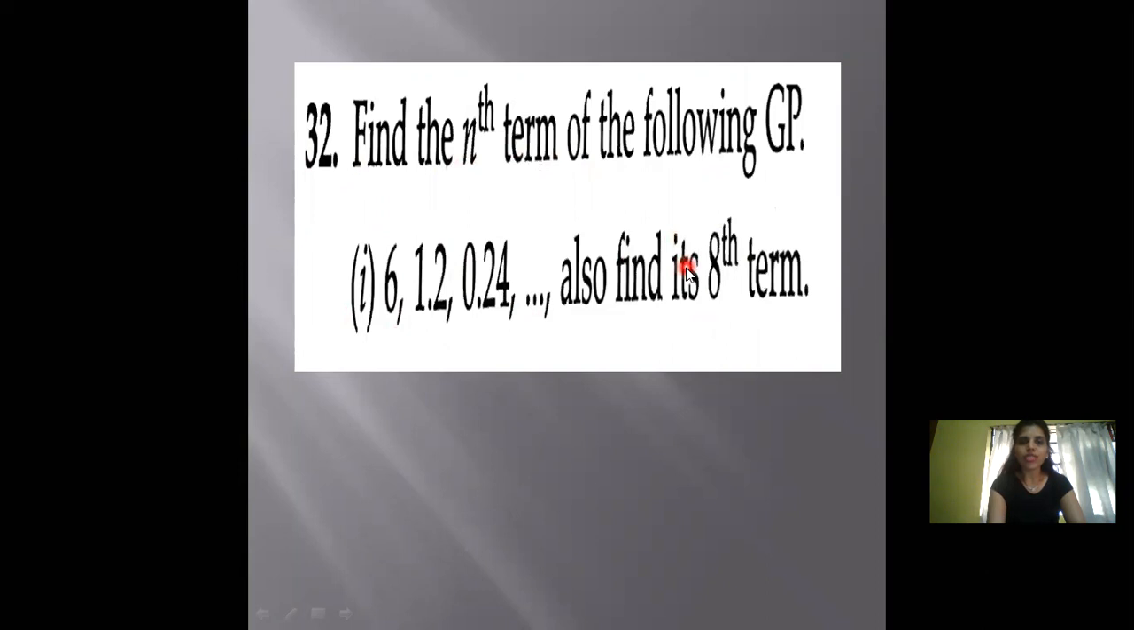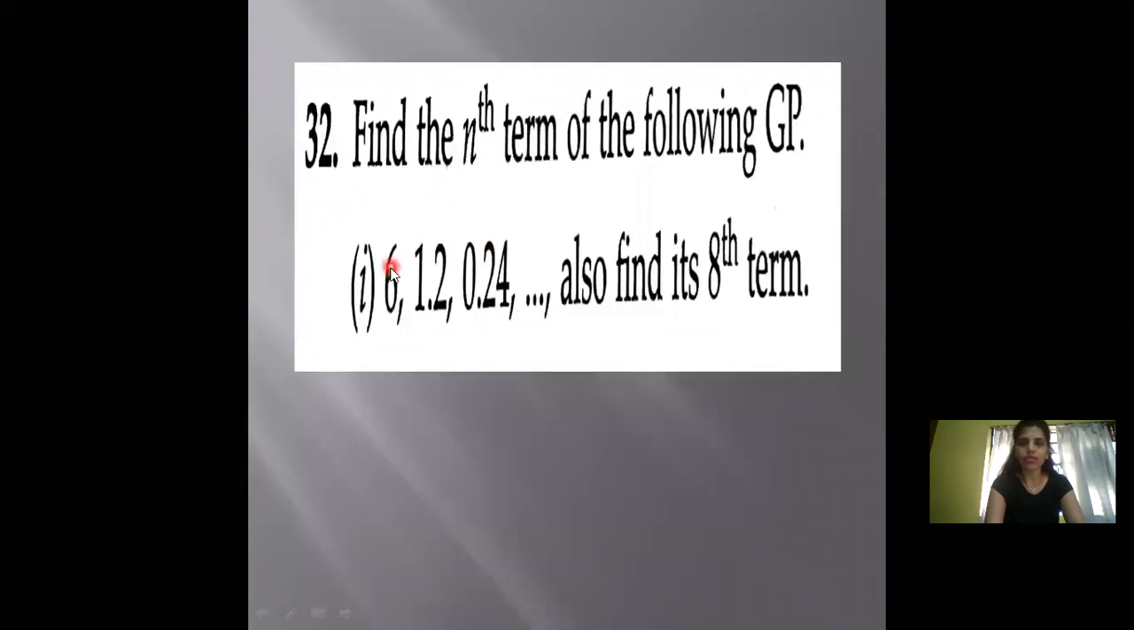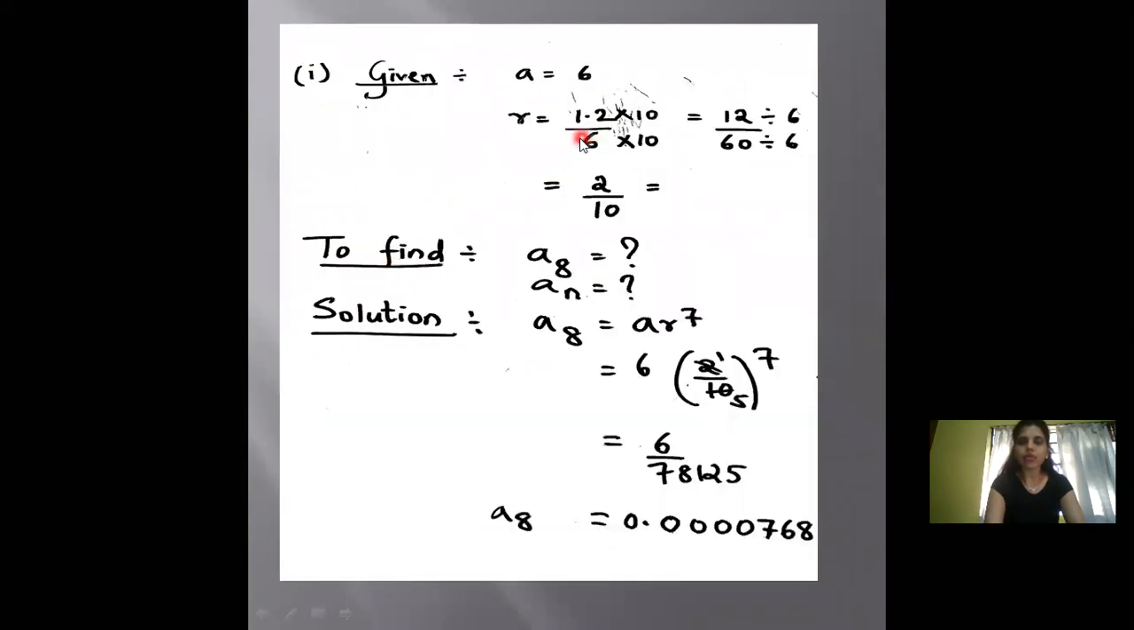Now from the series you can find the first term, that is A is equal to 6. R is the second term upon the first term, that is 1.2 upon 6. Now I'm trying to remove the decimal, so I multiply numerator and denominator with 10. That's how I got 12 upon 60. Now I divide numerator and denominator by 6, as both the numbers are divisible by 6. So I get 2 upon 10.